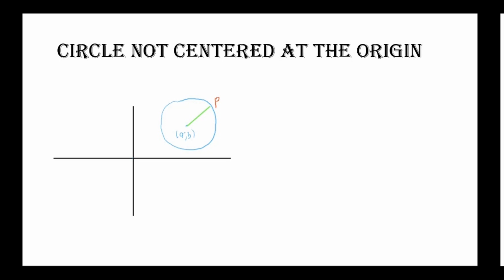So we know that this is our center point C at (a, b), and we've got a point P on the circumference of our circle, and this point is (x, y). How would we calculate the length of the line CP? Using the distance formula, the length of CP is equal to the square root of (x2 minus x1) all squared plus (y2 minus y1) all squared.